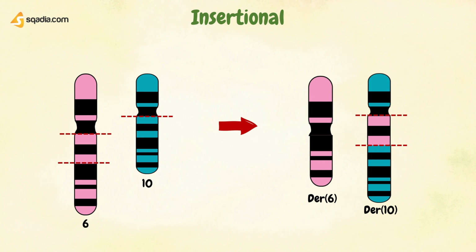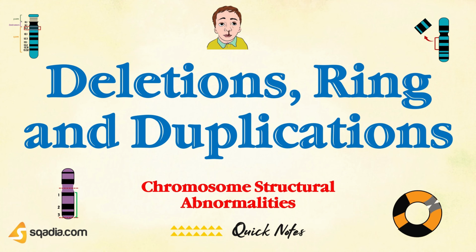It is extremely rare, and balanced carriers are usually healthy, but may produce chromosomally unbalanced offspring with either a duplication or a deletion. So, this was all about translocations. In our next video, we will talk about deletions, ring, and duplications in detail.